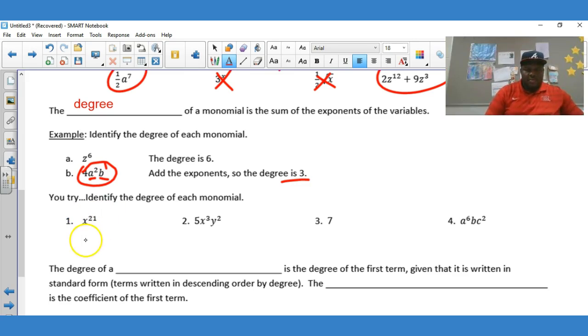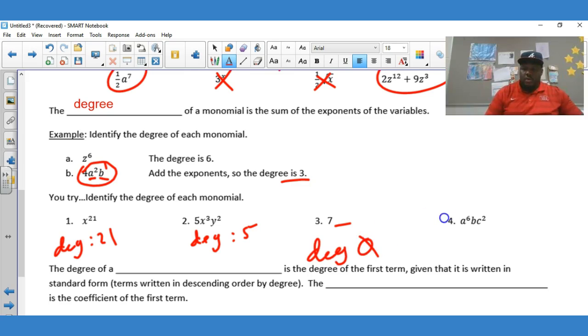So now identify the degree of the monomial. For this one, x to the 21st, the degree is 21. For this one, just like this problem here, you've got to look at the variables and add the degrees. So here I have 3 and 2. 3 plus 2 is 5. For this one, there's no variable. Remember, it's the sum of the exponents of the variables. No variables, so the degree is 0. Here we have 6, 7, B is 1, so 6, 7, 8, 9. So the degree is 9.